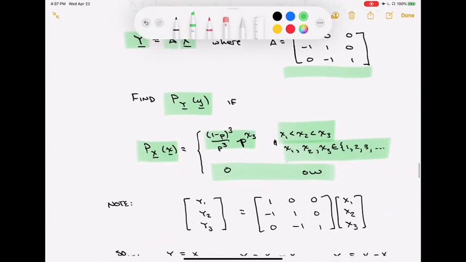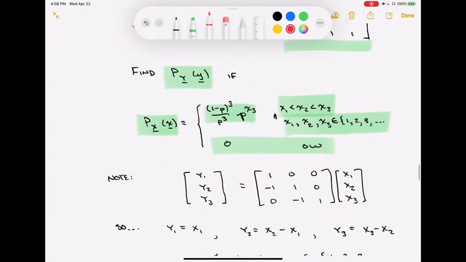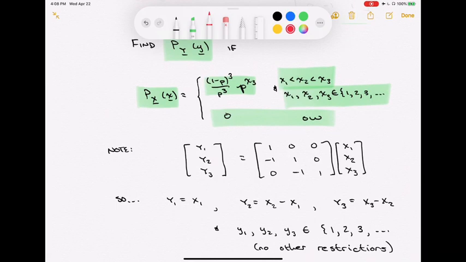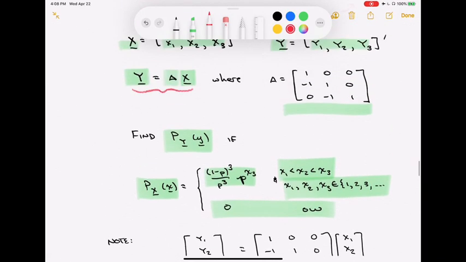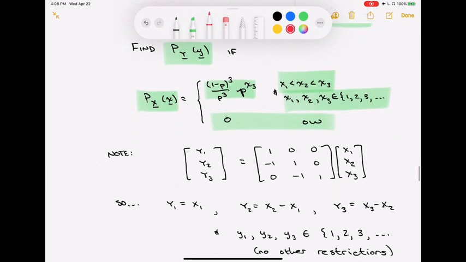Some things I might notice. If I have an expression that tells me how I can get y from x through A, I could just multiply both sides of that by A inverse. That's something we will rely on here in a moment. I can also just start plugging in what I know vector y, vector x, and matrix A are. So I'm going to go ahead and do that now.